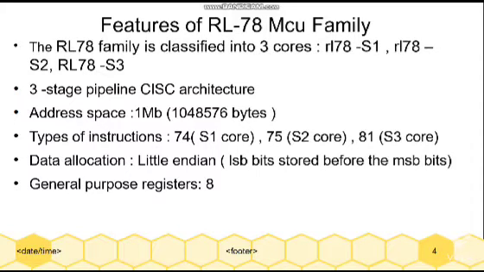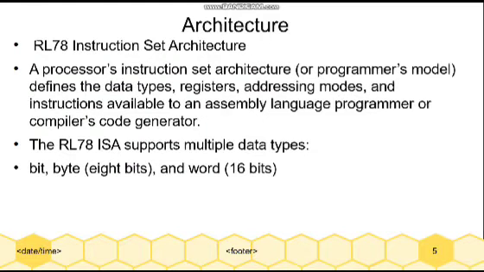and S1 core supports 71 types of instructions. S2 core supports 75, and S3 core supports 81 respectively. Data allocation is of the type little endian, which means that LSB bits are stored before the MSB bits, and it has 8 general purpose registers.